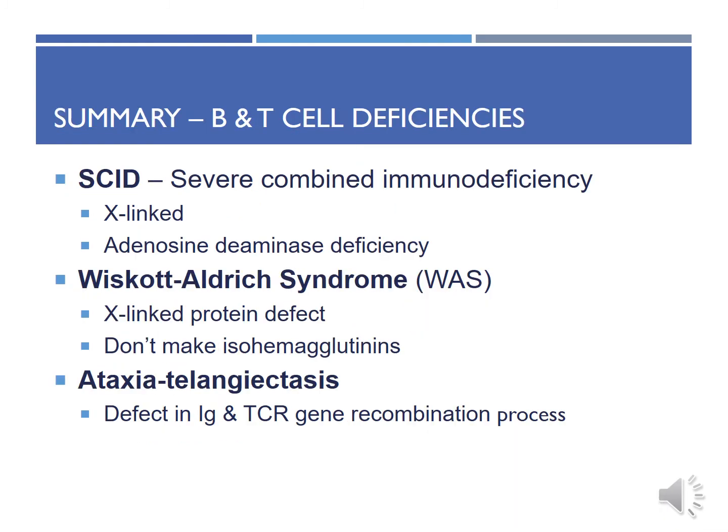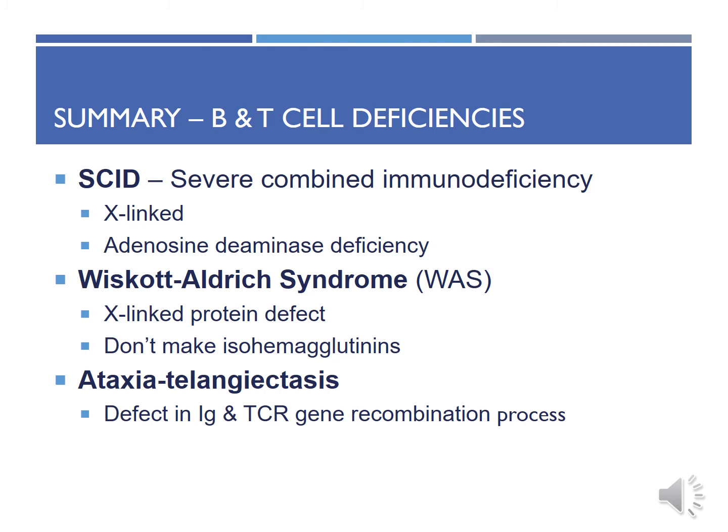So let's go ahead and do the summary of our B and T cell deficiencies. Obviously we have severe combined immunodeficiency, or SCID. Remember, it is X-linked, and adenosine deaminase deficiency is a severe combined immunodeficiency that is the most common type of SCID. Wiskott-Aldrich syndrome, or WAS, is also an X-linked protein defect, and typically in WAS we are not making IgM antibodies to our blood group antigens.